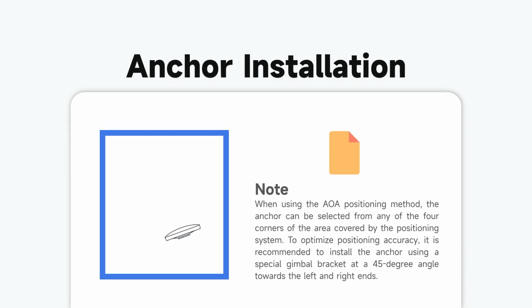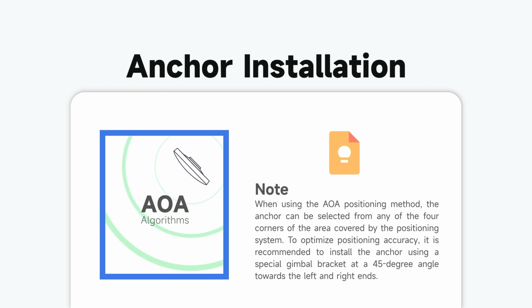Note: when using the AOA positioning method, the anchor can be selected from any of the 4 corners of the area covered by the positioning system. To optimize positioning accuracy, it is recommended to install the anchor using a special gimbal bracket at a 45-degree angle towards the left and right ends.